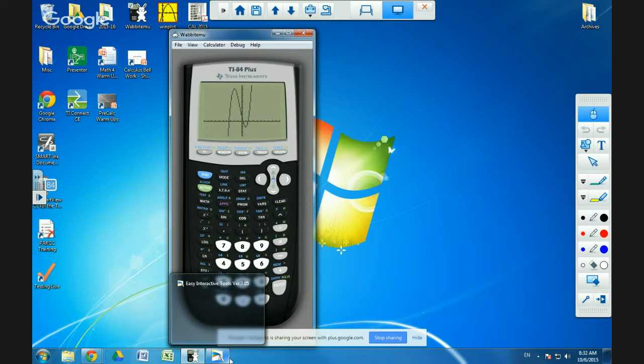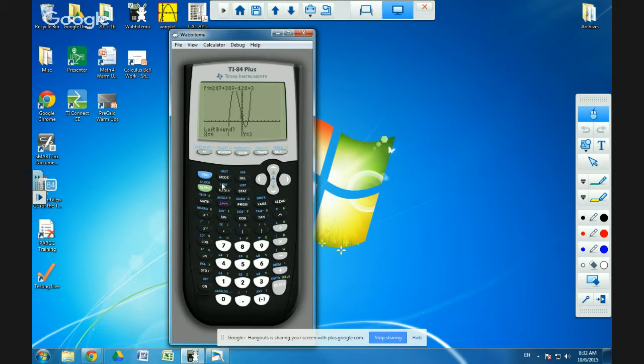So we have our graph. What are our critical points? We're going to calculate them. So go to second and hit the trace key. We want the minimum and maximum. Which one do you want to do? The left? Okay, let's do the minimum first. That would be this one, right? We're looking for that point.